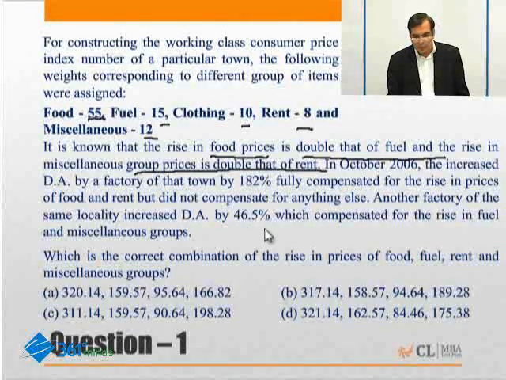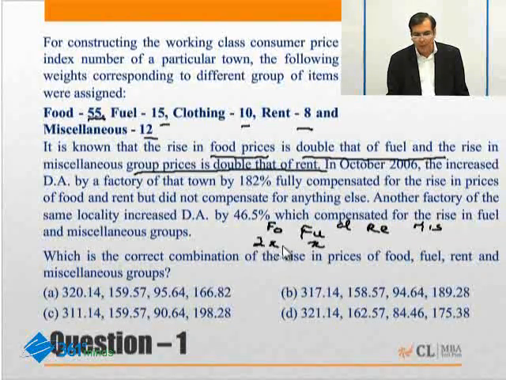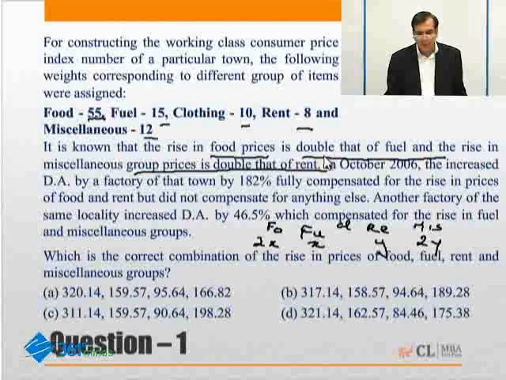Okay. So if I have to just put it here, food, fuel, then we have rent and miscellaneous, and there was clothing in the middle. So he's saying that if the fuel price has increased by X, food price has increased by 2X. Similarly, if the rent has increased by Y, miscellaneous has increased by 2Y. That is the data which is given to us till now.